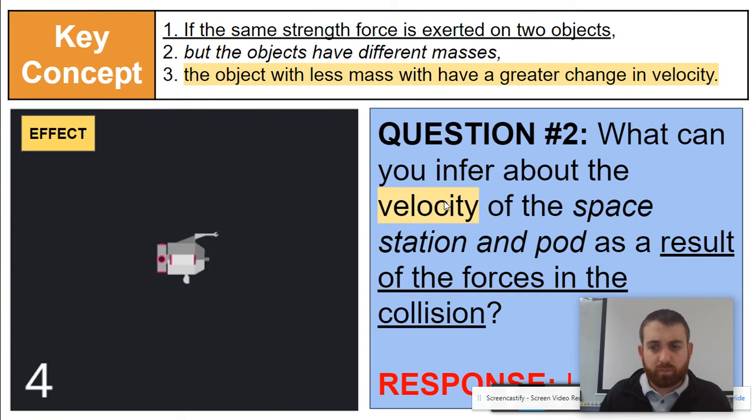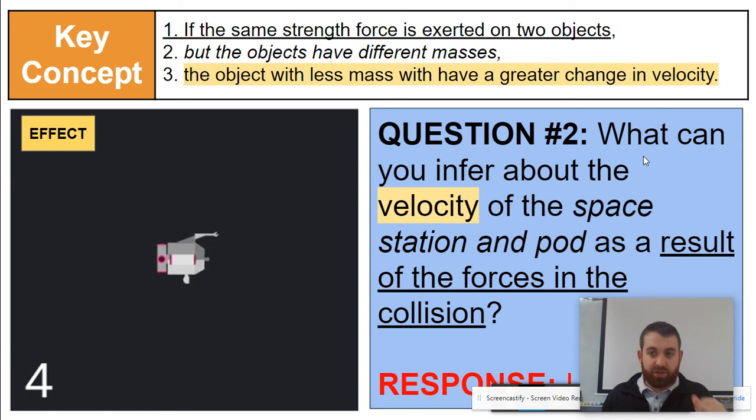In time number 4, we know that the object's velocity, both the pod and the station, changed. And the question we're looking to answer is, what can you infer about the velocity of the space station and pod as a result of the forces in the collision? Well, we have a key concept here that explains what happens when we apply different forces to two objects with different masses. So, number 1, if the same strength force is exerted on two objects, but the objects have different masses, the object with less mass will have a greater change in velocity.